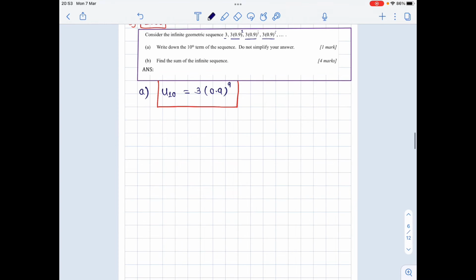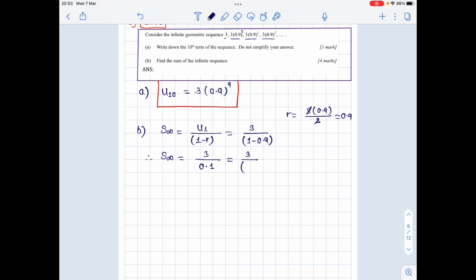Now find the sum of the infinite sequence. Simple. Again, S infinity is equal to u1 over 1 minus r. u1 is 3. The ratio in this case is 3 times 0.9 divided by 3, which is equal to 0.9, because the 3s cancel. So S infinity is equal to 3 over 1 minus 0.9, which is 0.1. And 0.1 is basically 1 upon 10.